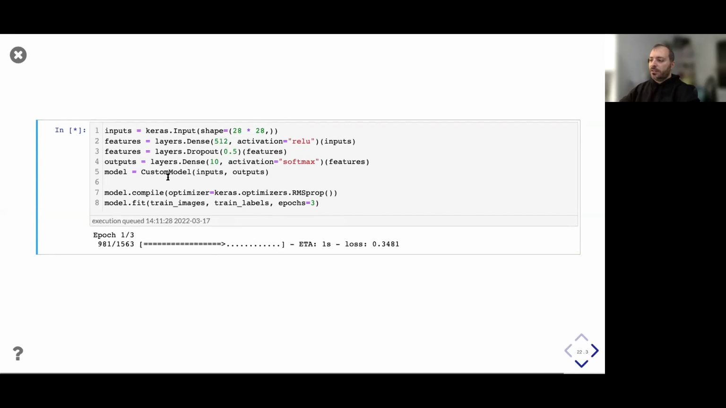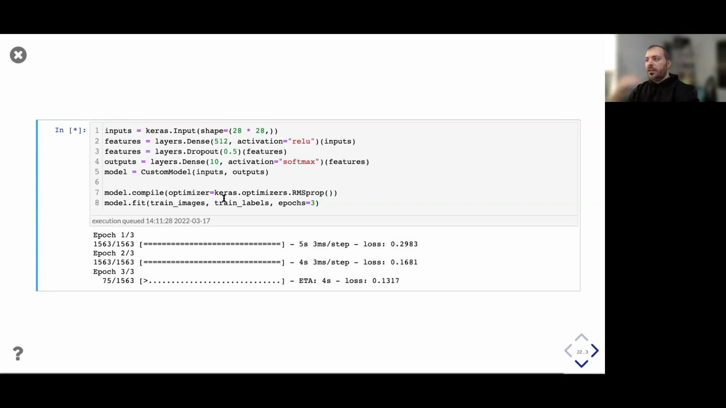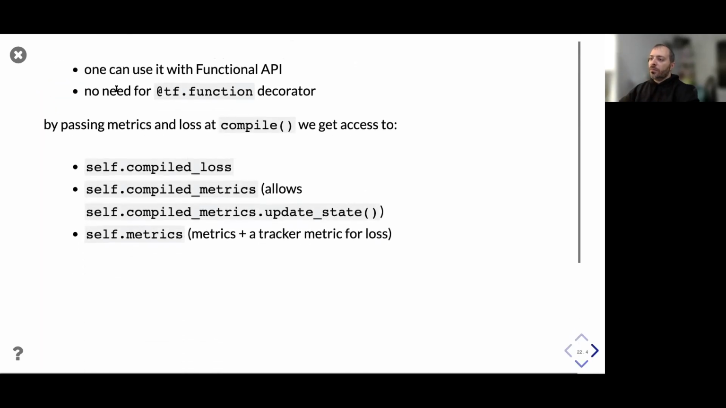And it runs with no issue. So this is quite a balance between defining everything from scratch and using the fixed fit method. Now, as I mentioned, one can use the functional API for this, and instead of using Keras.Model, you use your custom model with your custom train step method.